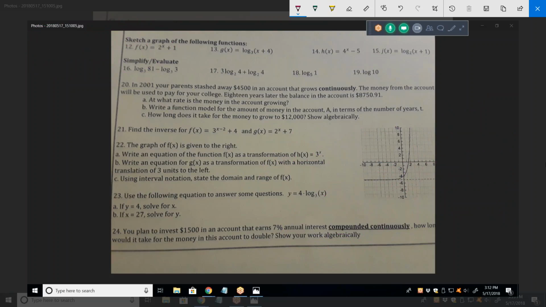21. How do you find the inverse of a function? Swap x and y and then solve for y. Yeah, only we don't have a y here. So the first thing we're going to do is change f of x to y. That's permissible. That doesn't change anything.